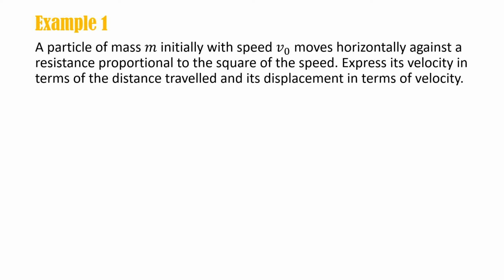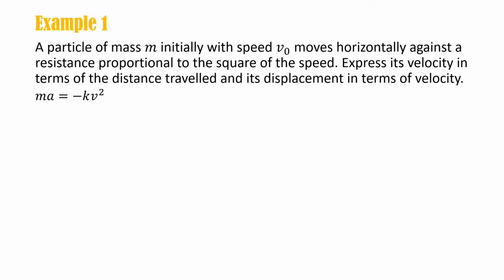All right, let's look at an example. Example 1: a particle of mass m, initially with a speed of v0, moves horizontally against a resistance proportional to the square of its speed. So straight away we've been told this is the square of the speed, so we can write down that mass times acceleration equals negative kv squared. We want to express its velocity in terms of the distance traveled and then its displacement in terms of velocity.